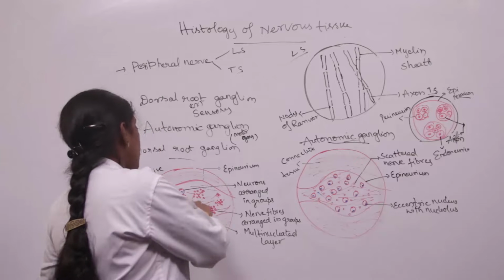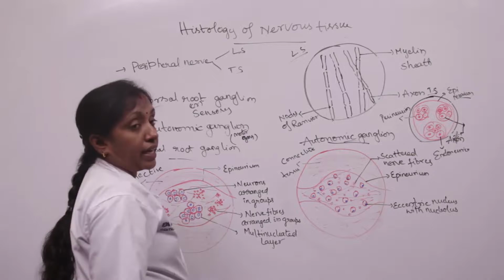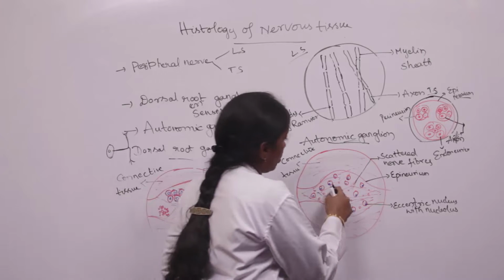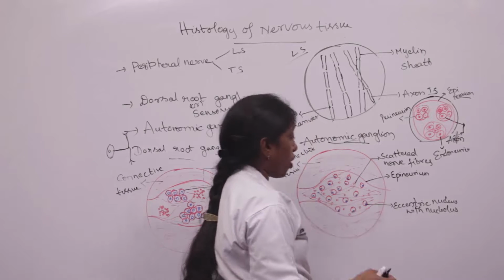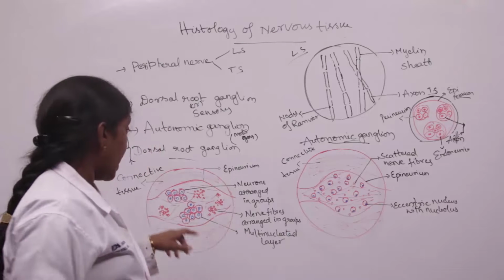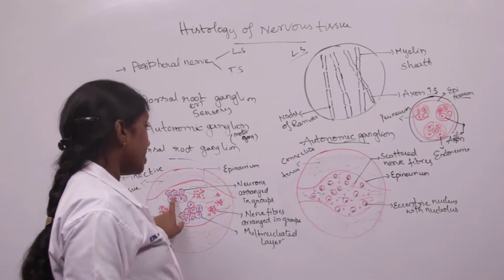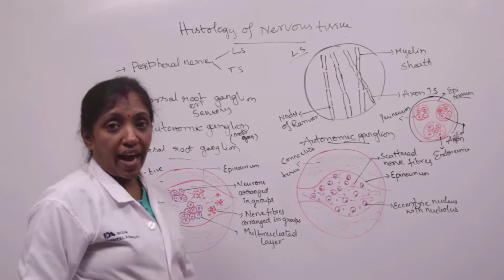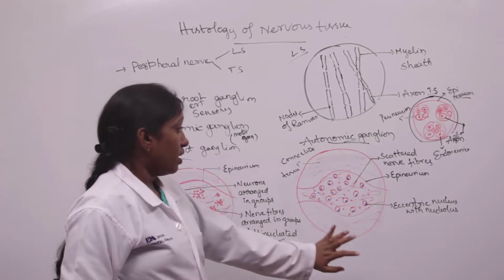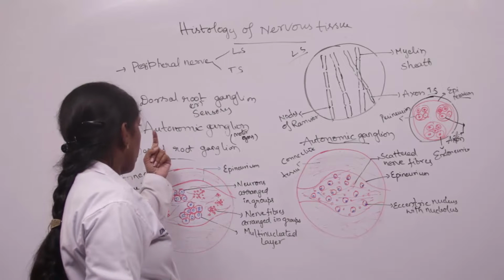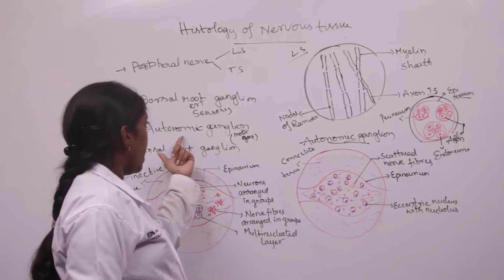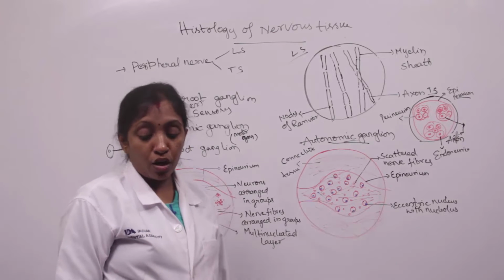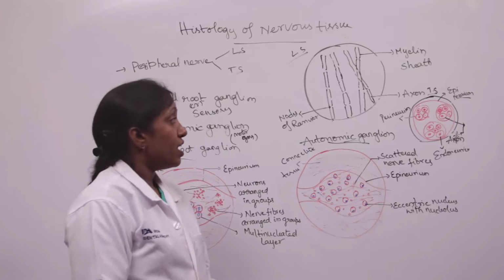The cell bodies here are surrounded by a capsule consisting of multiple nuclei, and in the other the cell bodies also have a capsule, but the nuclei are not that prominent and not as numerous as the nuclei in the capsule surrounding the neurons of the dorsal root ganglion. So that's about the difference between the dorsal root ganglion and the autonomic ganglion. This is the dorsal root ganglion and this is the autonomic ganglion. That's about the histology of the nervous tissue.